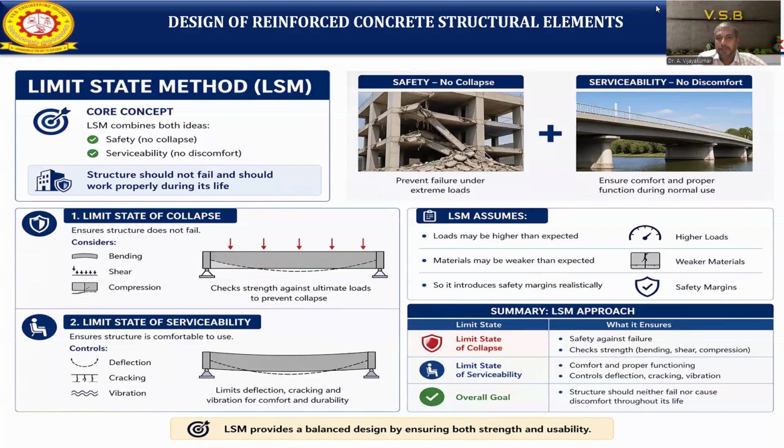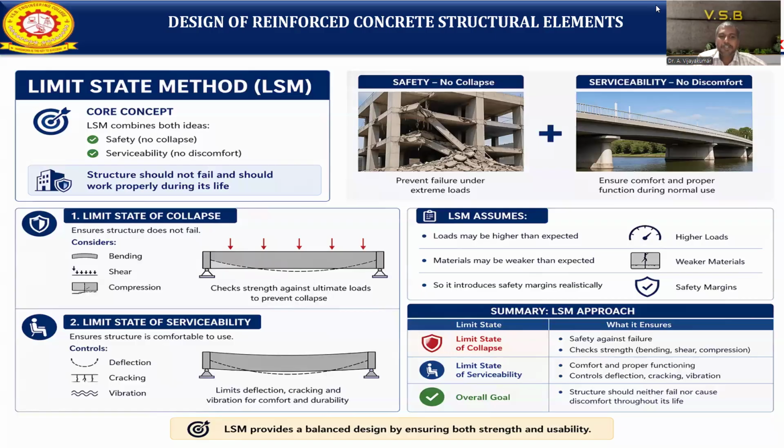Okay, when you're talking about the limit state of collapse, you need to check the bending as well as shear as well as the compression. It must be ensured that our structure should not fail in bending, should not fail in shear, and should not fail in compression. When looking at the loading, check against the ultimate loads to prevent collapse. Okay, what is the limit state of serviceability?